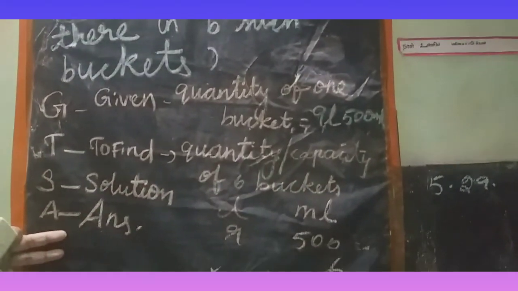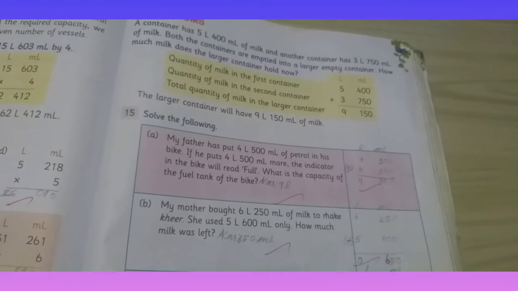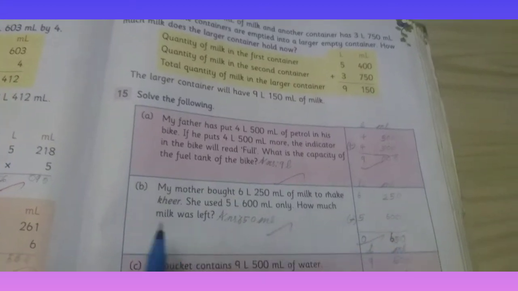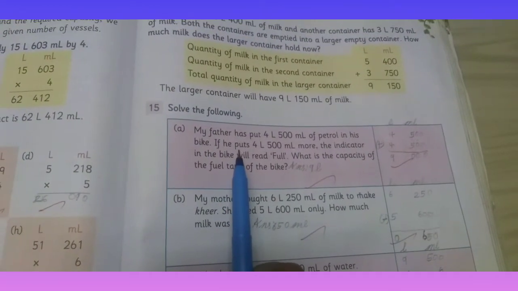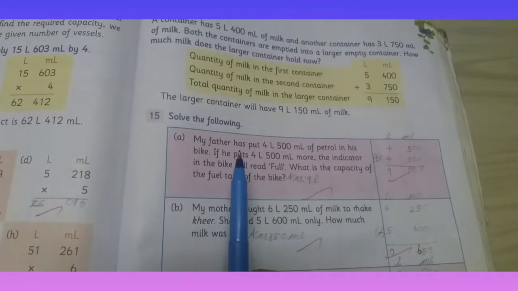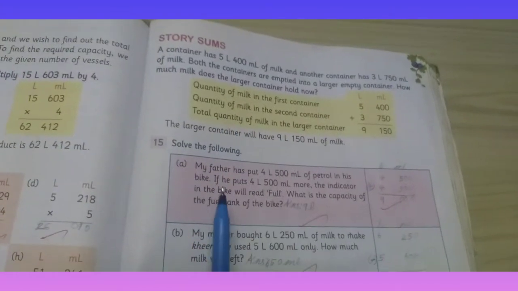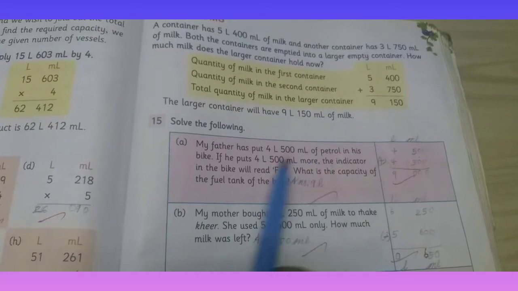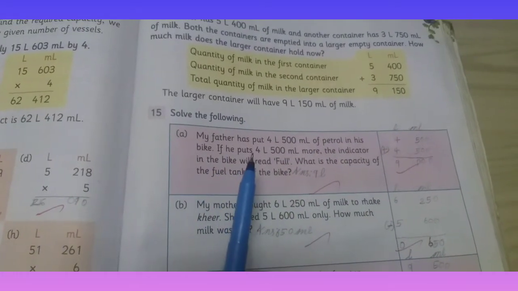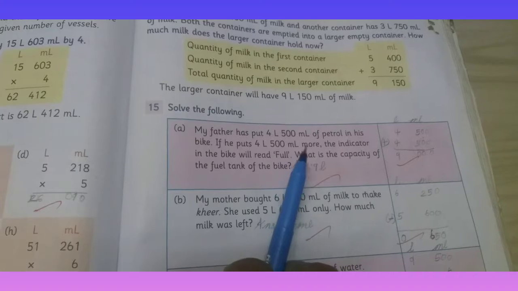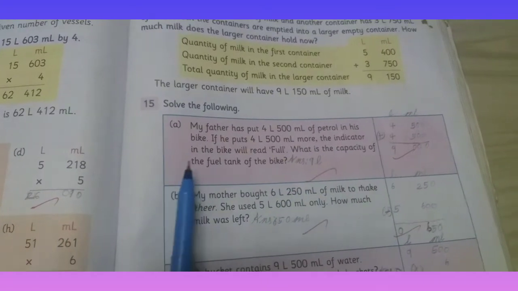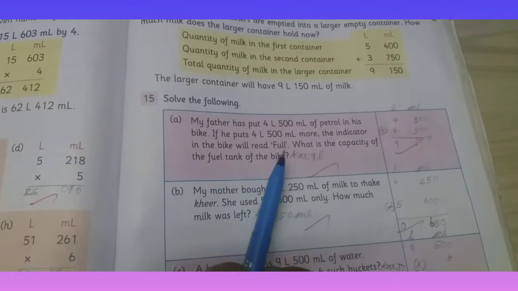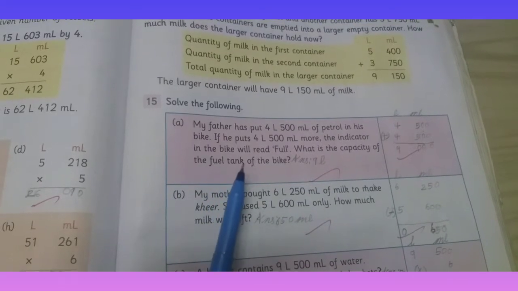Okay. And like the previous class, what you wrote, what you thought in the word problem. Have you understood? Friends, all of you take down your maths book and see the page number 107 and see the first word problem, that is story sums. My father has put 4 liter 500 milliliter of petrol in his bike. If he puts 4 liter 500 milliliter more, the indicator in the bike will read full. What is the capacity of full tank of the bike?